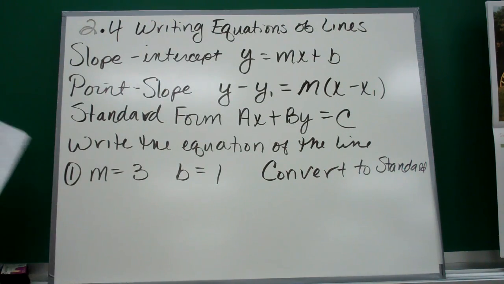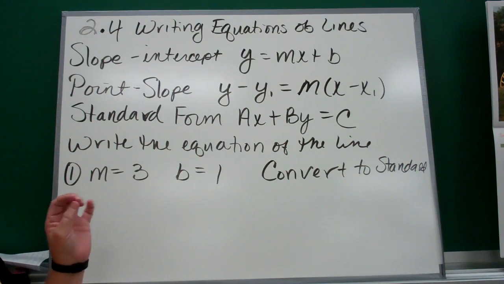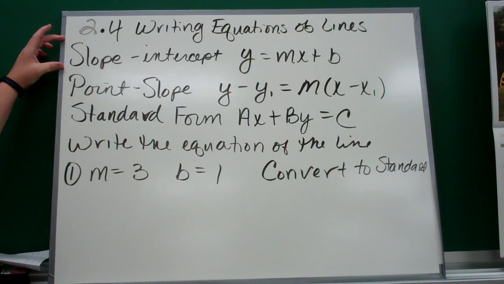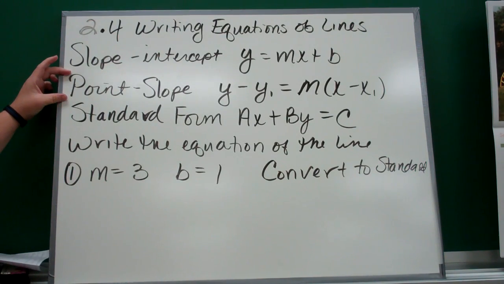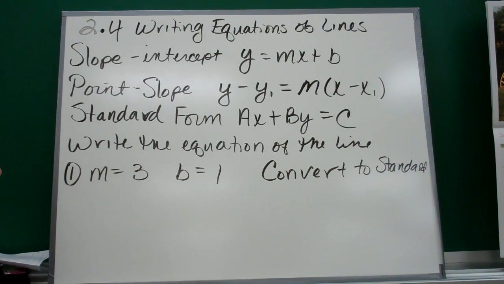Okay. We're going to start and we're going to write equations of lines. That's all we're doing. We're going to use the different forms. We're going to start with slope-intercept, go to point-slope. We're going to convert to standard form. We're going to be doing all of this.